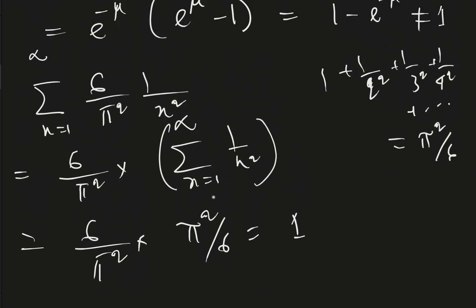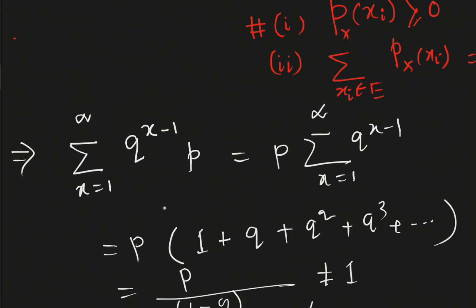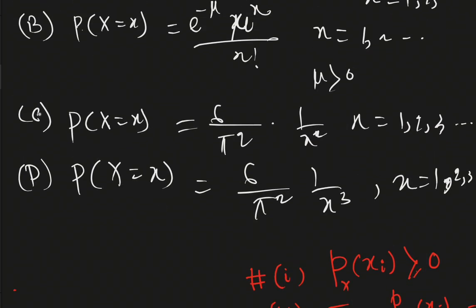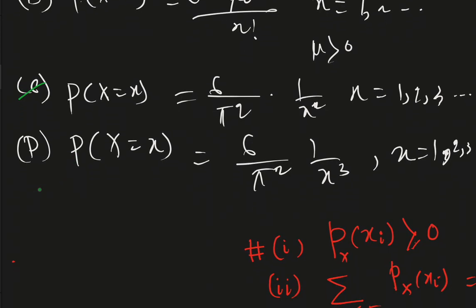So that means this C satisfies the condition for the mass function, so this is a mass function. And if you check the summation of 1 over x cube, you will see that it is not equal to 1 and it will not be a mass function. So that's it. Now let's move toward the next question.